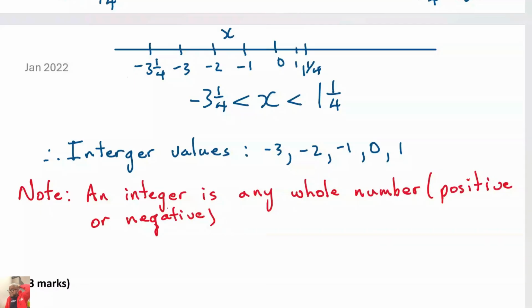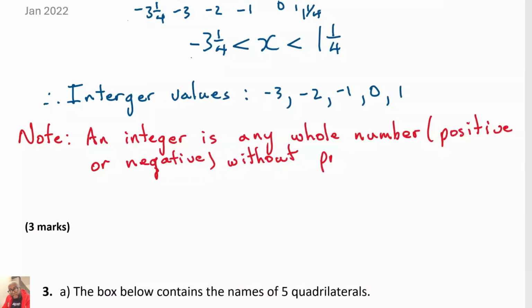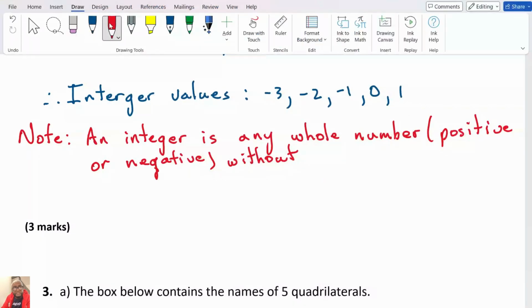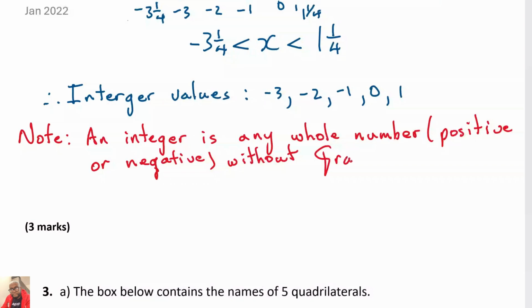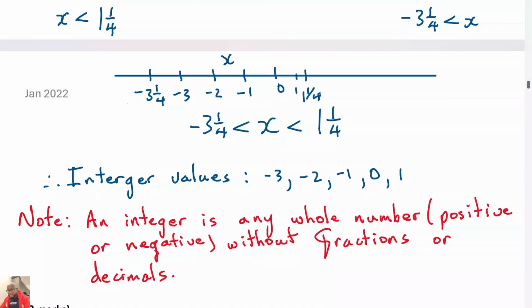Right? An integer is any whole number, positive or negative, without fractions or decimals. That is what an integer is. Very, very important. Right? So we'll continue next week.